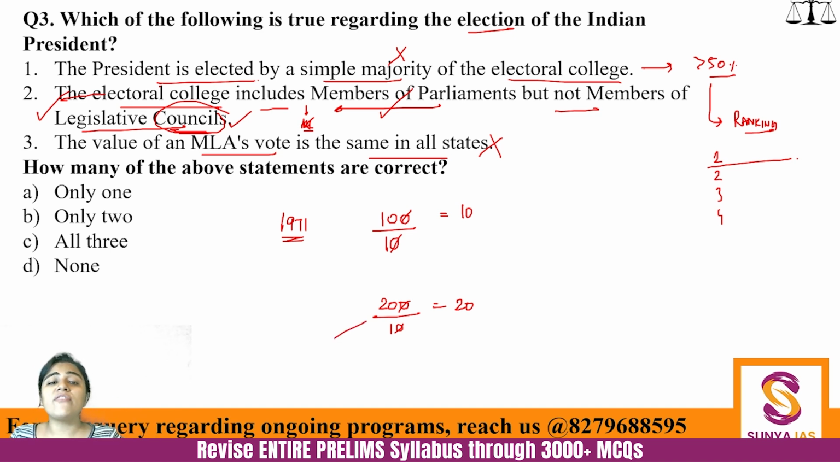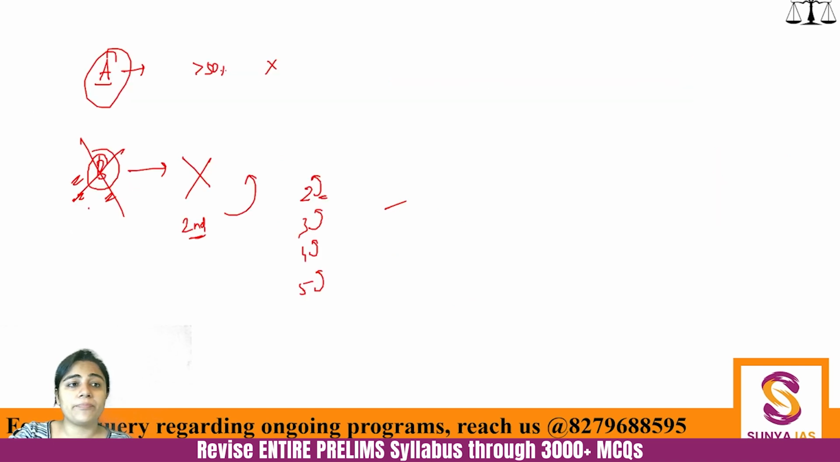So is the value of an MLA's vote the same in all the states? No, that is not the case. Only one statement is correct, and I hope you have written down that it is proportional representation by single transferable vote. The value of an MLA's vote is not equal across the states, and this you have already written down, so you don't need to write it down again.